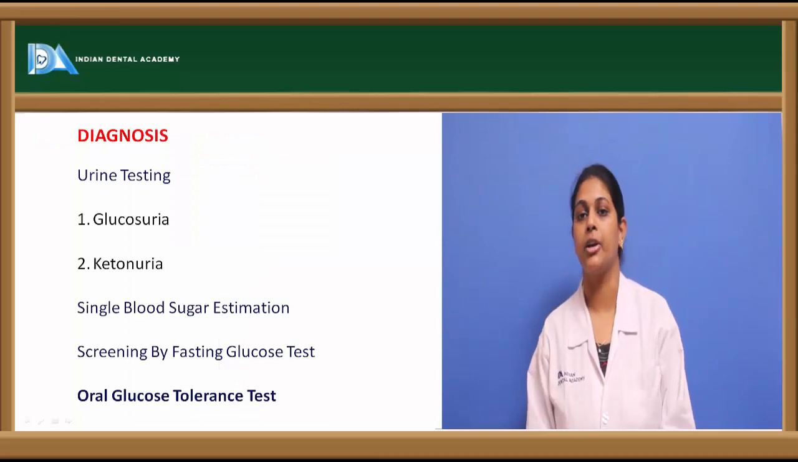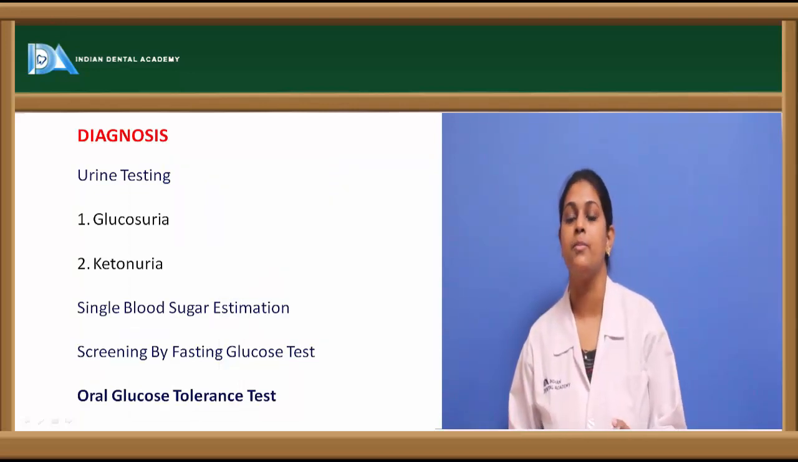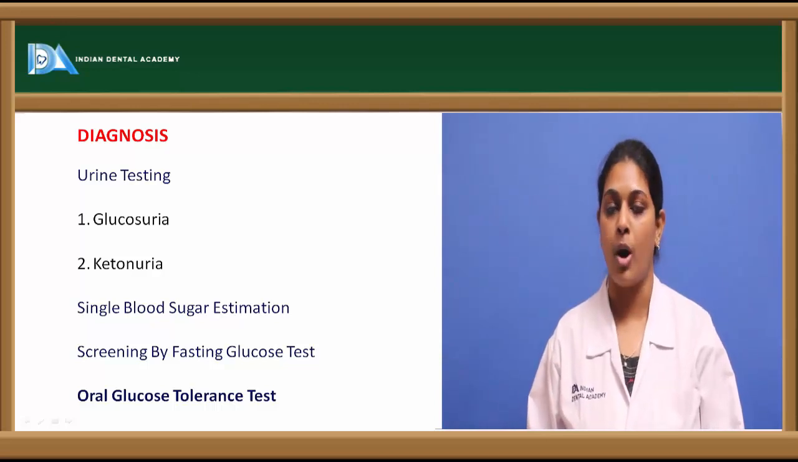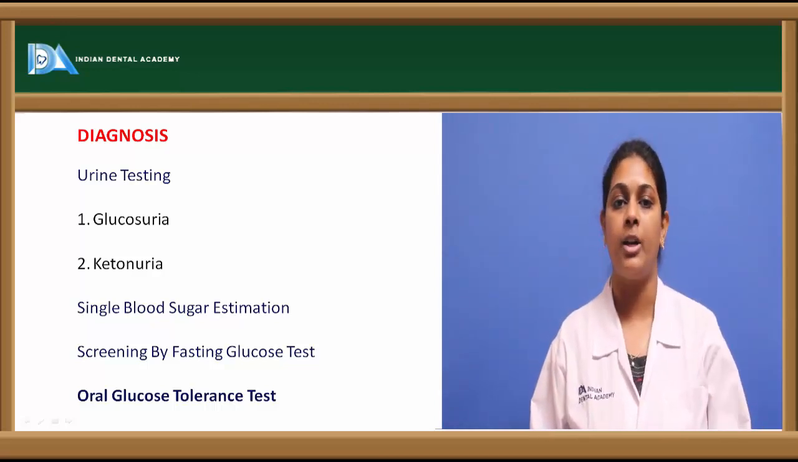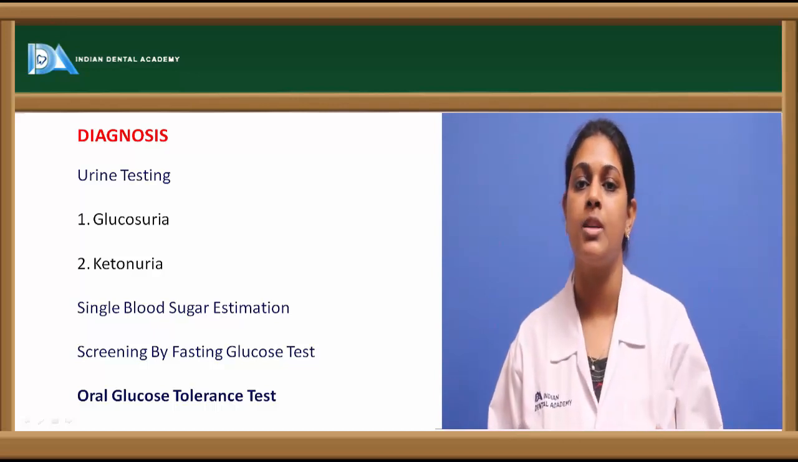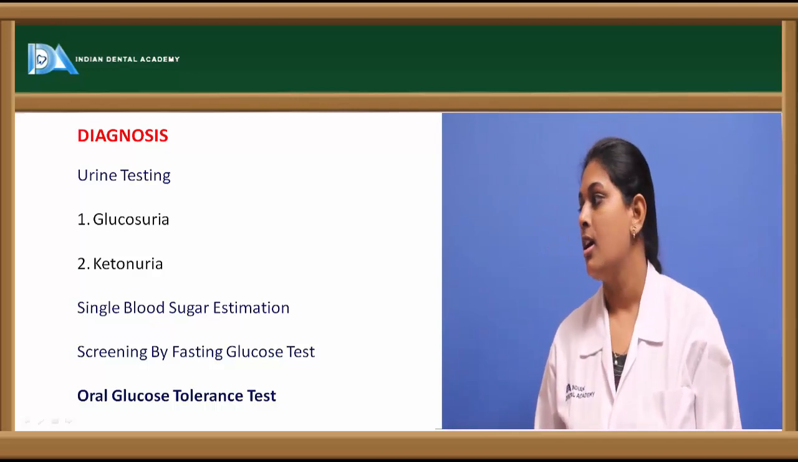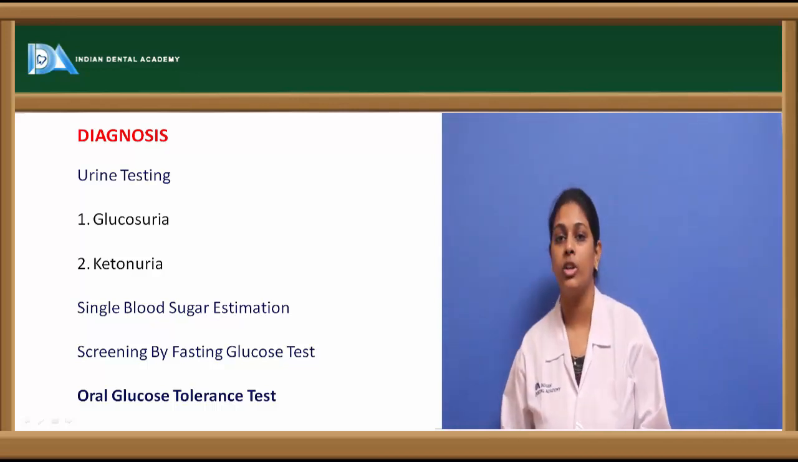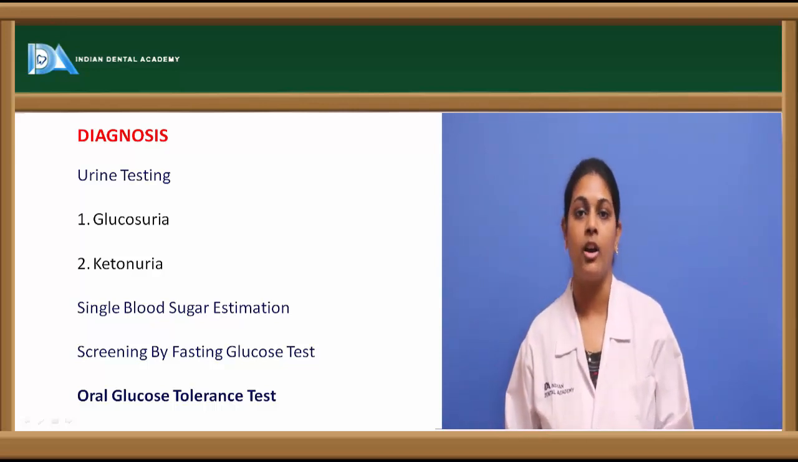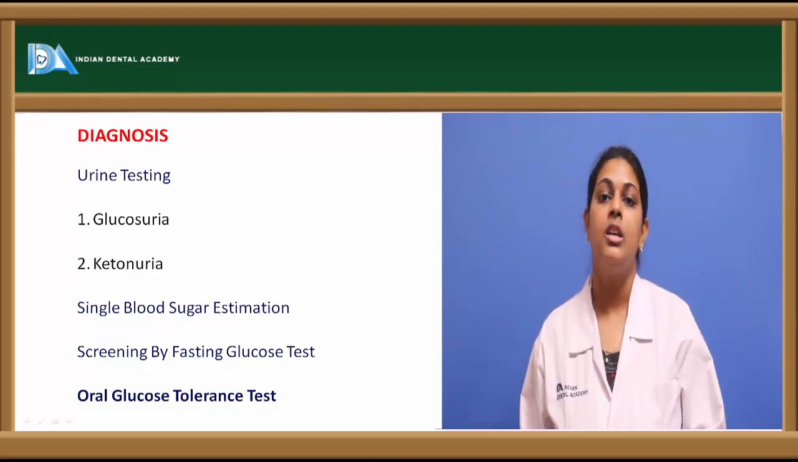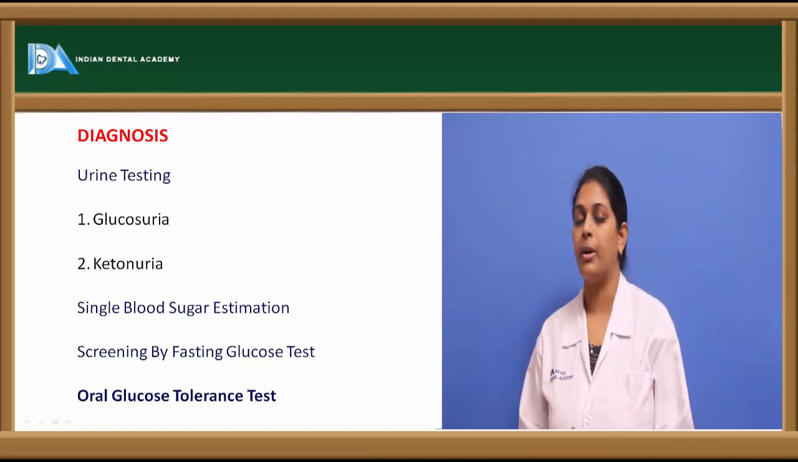Coming to the diagnosis, usually it is easy to diagnose a patient who shows proper symptoms, but in an asymptomatic patient it is difficult to diagnose diabetes mellitus, and they are usually diagnosed only with particular diagnostic aids. Amongst them, urine testing is one of the cheap and convenient methods of diagnostic aid, but it is not used for confirmation. Rather, it can be used in screening or in surveys conducted in large populations.